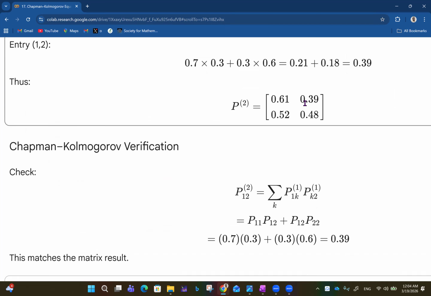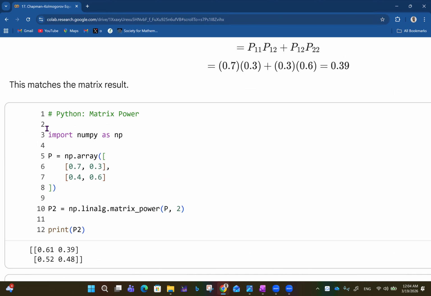To move from 1 to 2 in 2 steps, you have this here. So you move from 1 to 1, then from 1 to 2, so in 2 steps you end up getting 0.39, which is this particular value here. We can also simulate that and we get that matrix like that.